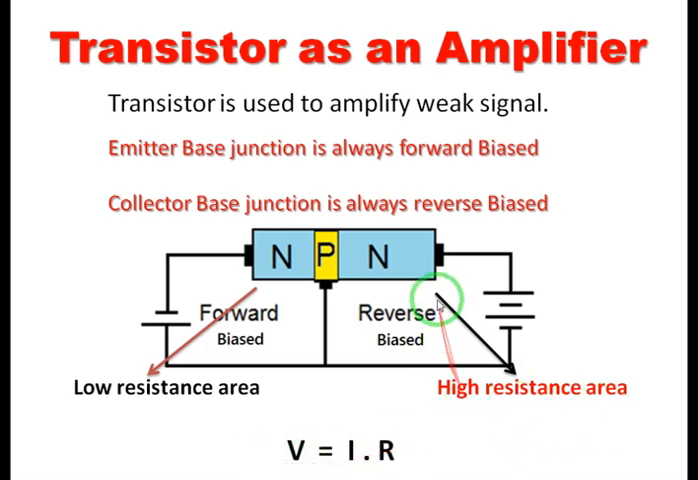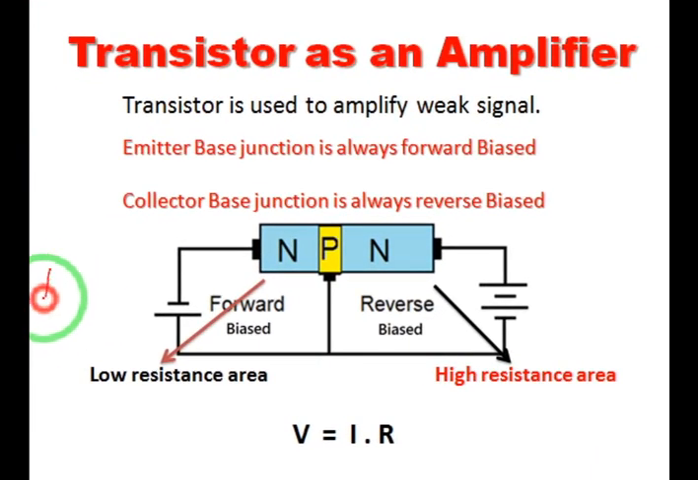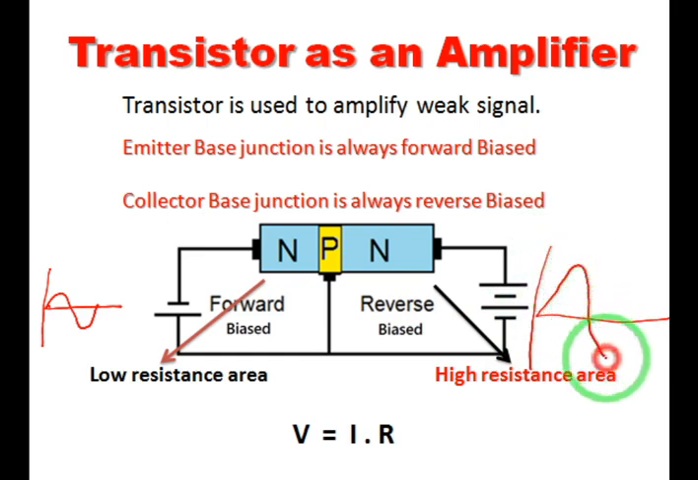So when the signal reaches the output here, due to high resistance, the voltage level will be increased. In this way, we are increasing the voltage level of a signal by increasing the resistance of that particular area. Hope it is understood now. So whenever we apply a weak signal at the input of a transistor, this weak signal is converted into the amplified form, and at the output we get an amplified signal.